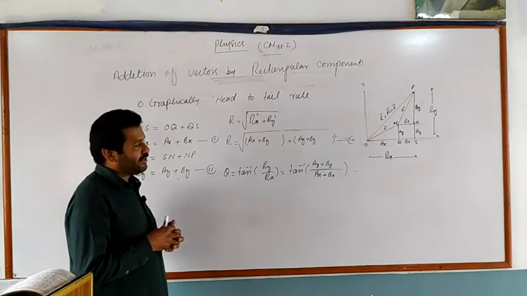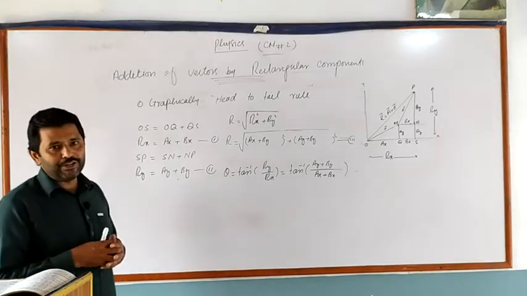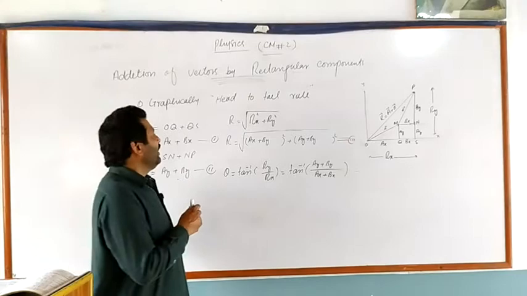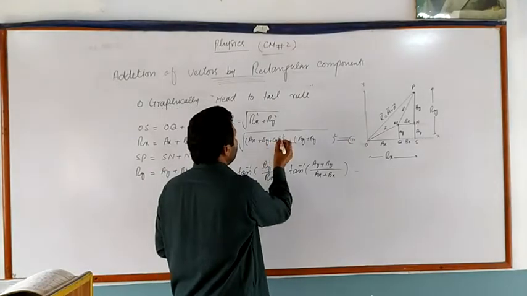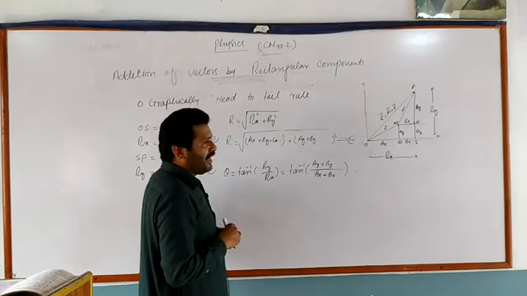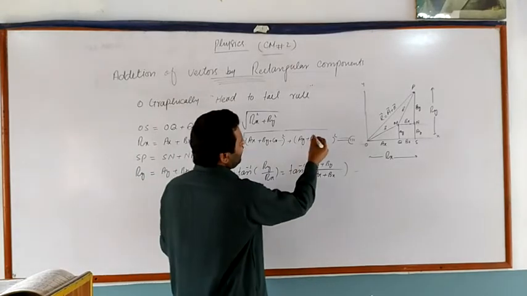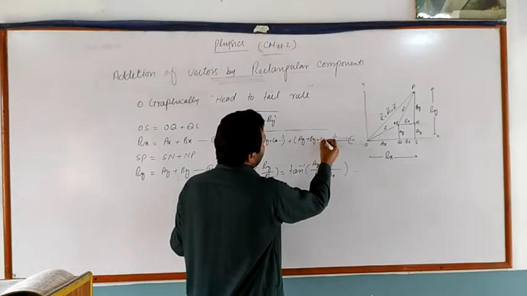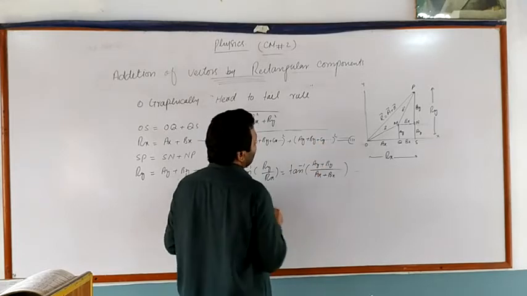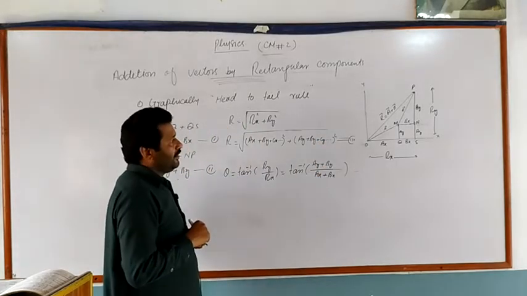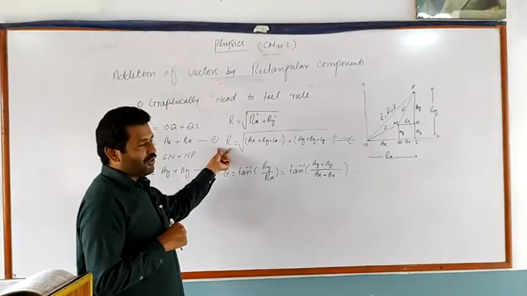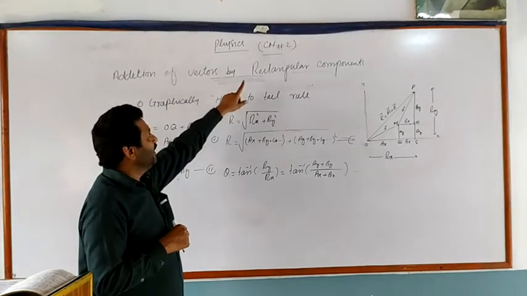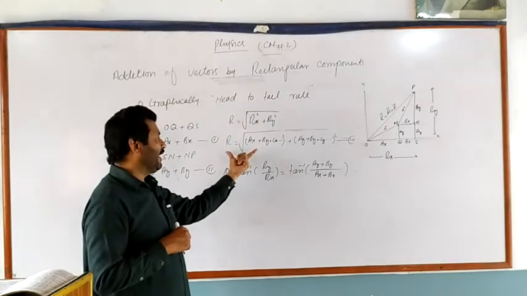Suppose we have a number of vectors to be added by their rectangular components technique. Then Ax, Bx, Cx, and so on are the x components of all the given vectors, and Ay, By, Cy, and so on are the y components of the number of vectors. For a number of vectors, the magnitude of their resultant vector by addition by rectangular components will be calculated by this formula.